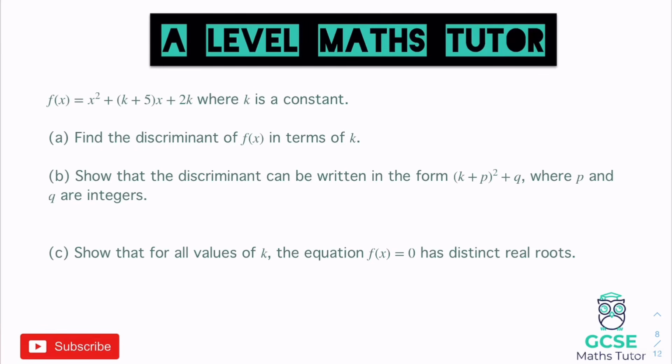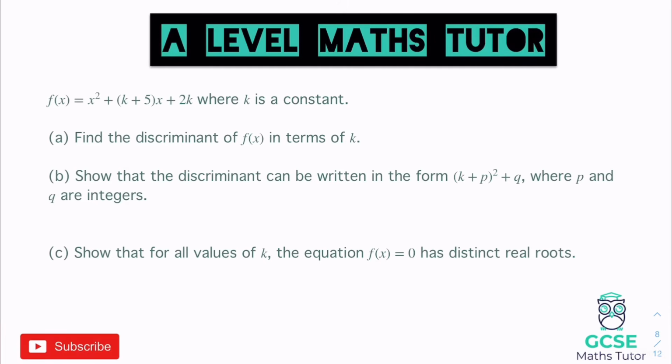Okay, so I'm only going to go over one of these questions. There's a lot of different parts to this one, and then you're going to have a go at one before we finish. So this one says here, the function of x is x squared plus, and then our coefficient of x is k plus 5, and our c value at the end there is 2k, where k is a constant. It says find the discriminant of f of x in terms of k. So before we move on, let's have a look at that bit.